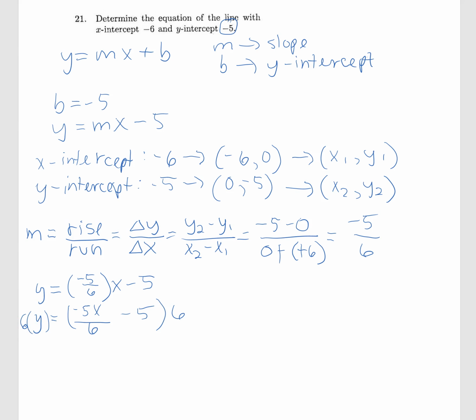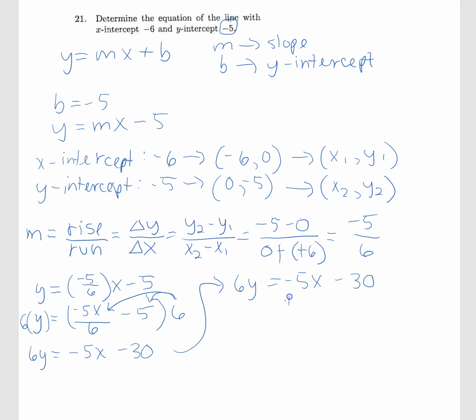Sorry, that's a bit squished there. This gives us 6y, and then I'm going to multiply this 6 in. So I have 6 times -5x. Oh, sorry. So when I multiply this in, this is actually going to cancel out the 6 at the bottom. So I'm just going to have -5x for this term. And then I have 6 times -5, which gives me -30. And we can rearrange this by just going to move up here and rewrite this. 6y equals negative 5x minus 30.